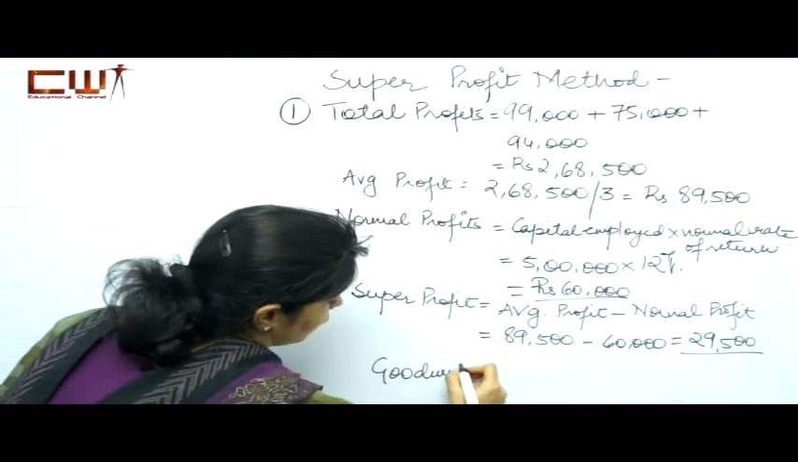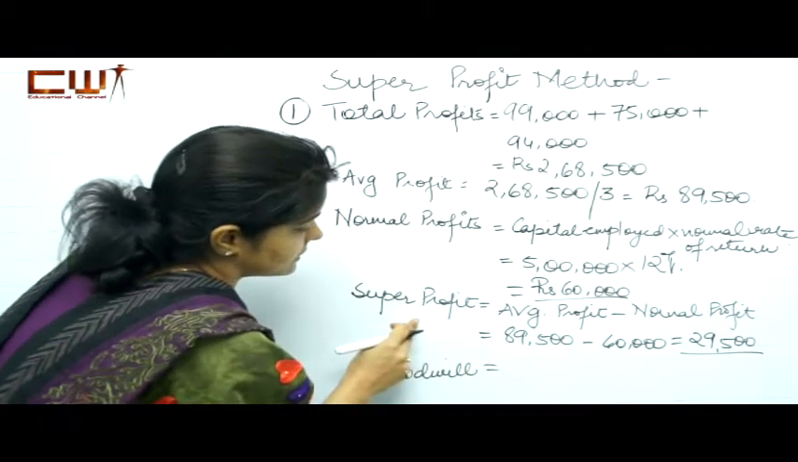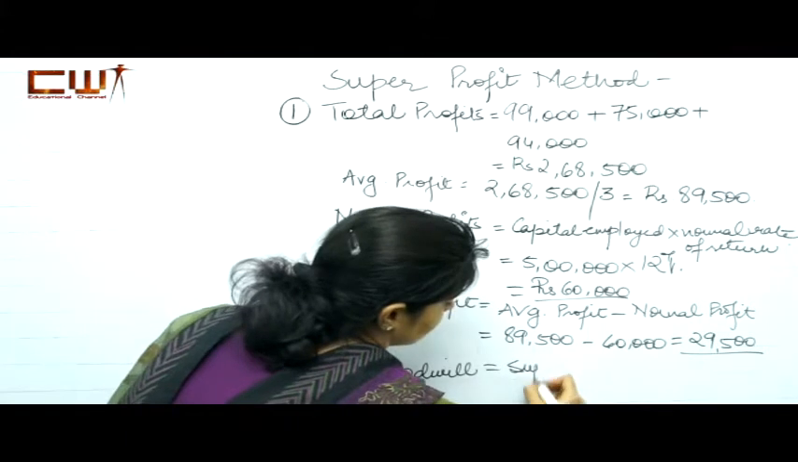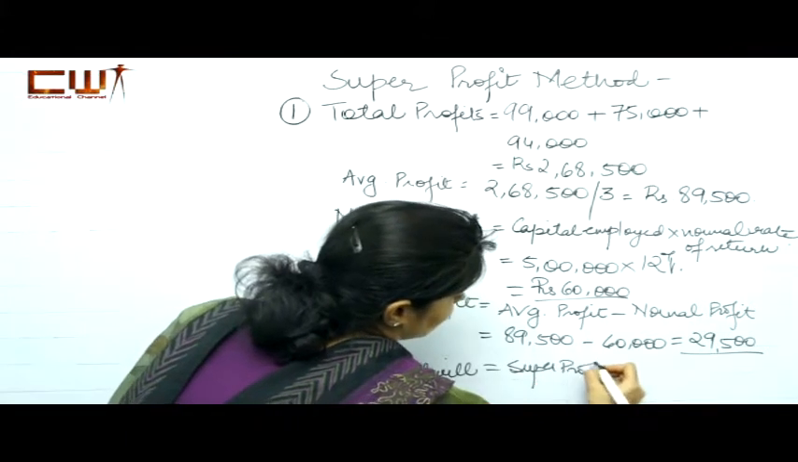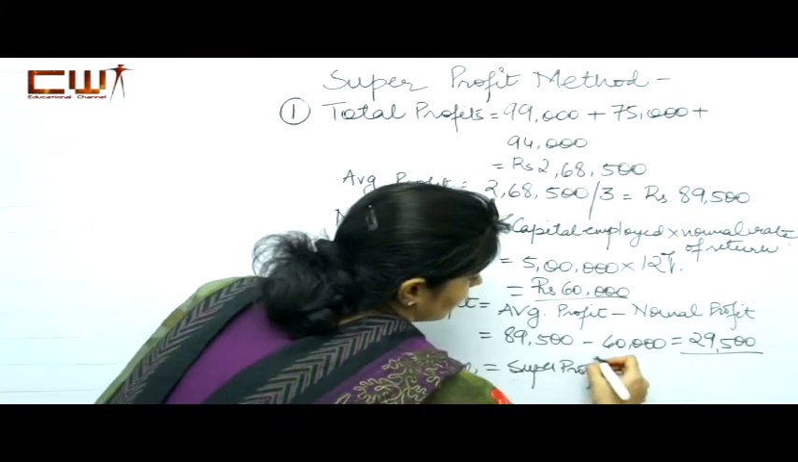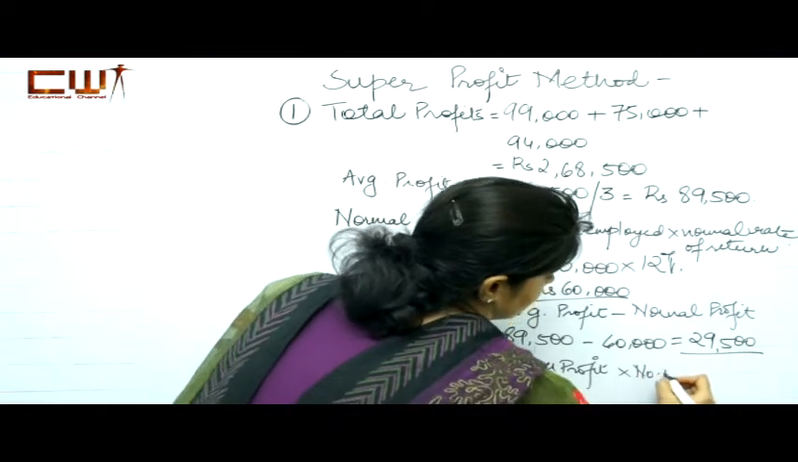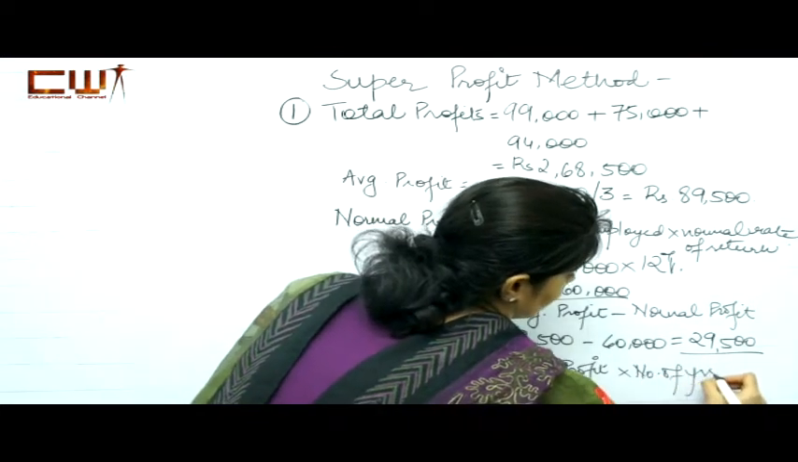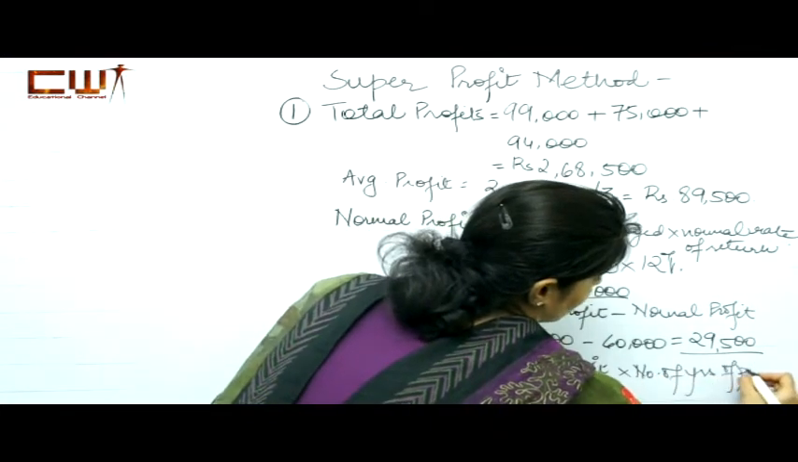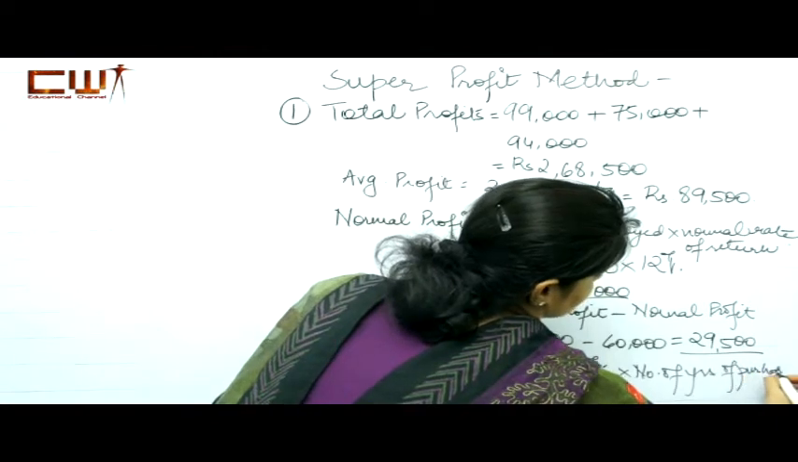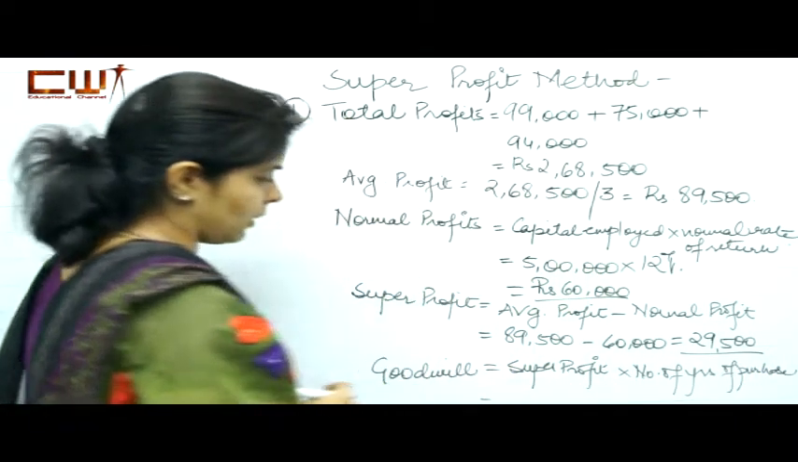What is the formula for goodwill? Goodwill is super profit into number of years of purchase. That is the formula for goodwill.